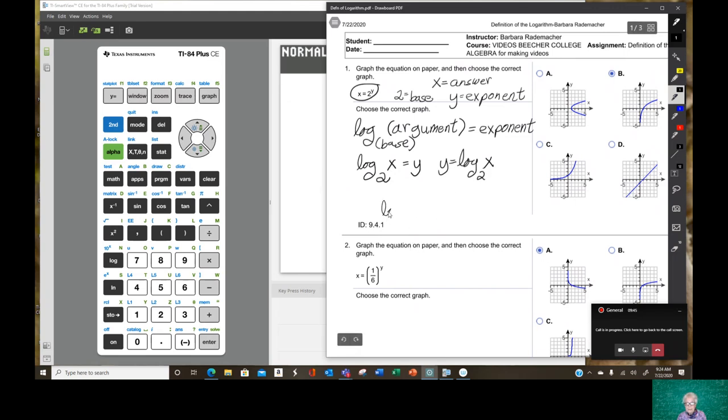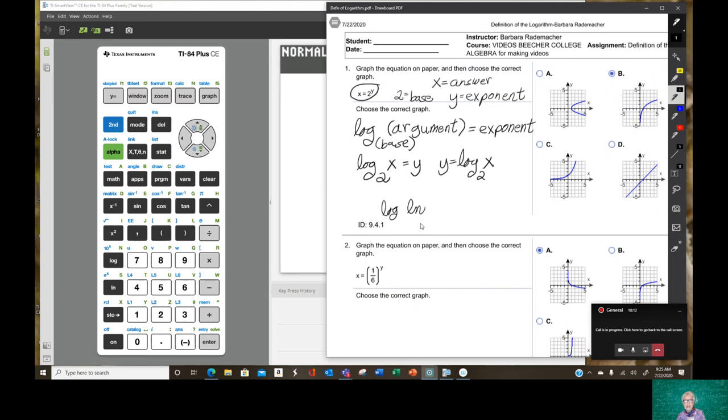LOG and LN, you're going to meet both of them, are just functions. They're funny looking functions. Instead of f of x, we write LOG or LN. It will take a while for this to become more familiar to you, but it'll happen.